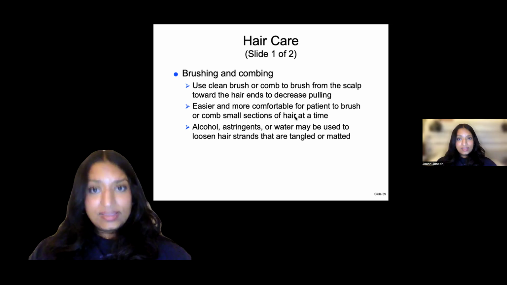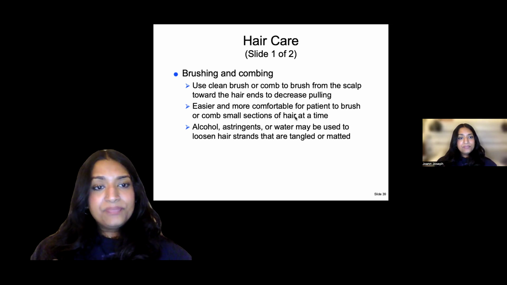So I think the ladies here know how to comb or brush hair. I would hope you do. Alcohol, astringents, or water may be used to loosen hair strands that are tangled or matted.